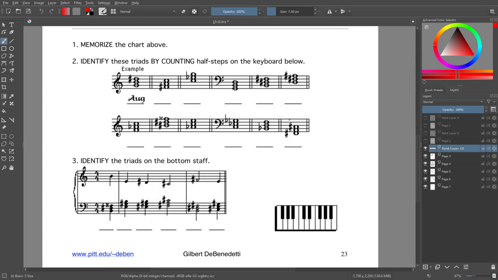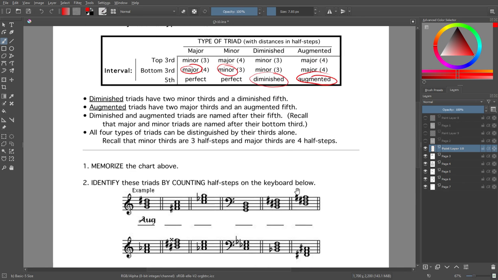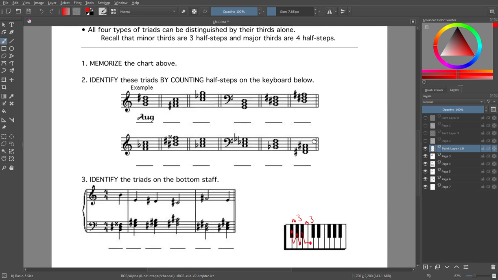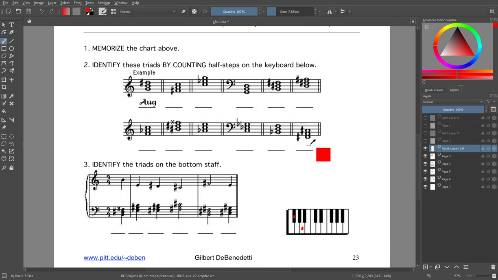Now let's take a look at this next one. We have F sharp, A, and C. So let's figure out what the intervals are. So let's look between these two here. We have 1, 2, 3. We have a minor third, and then we have 1, 2, 3. Another minor third. So we have a minor third on bottom, minor third on top. That is a diminished triad.